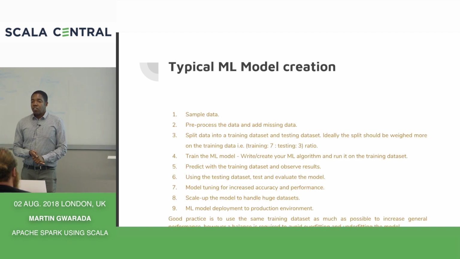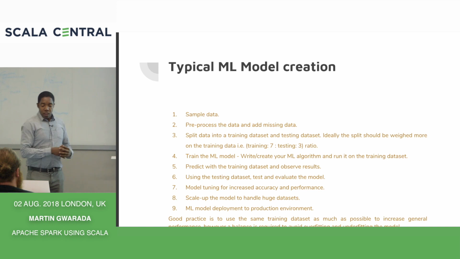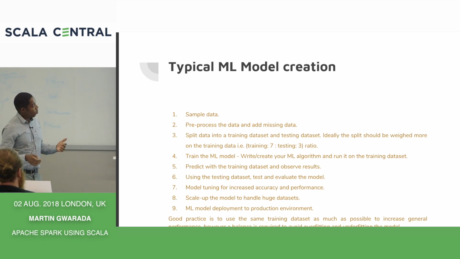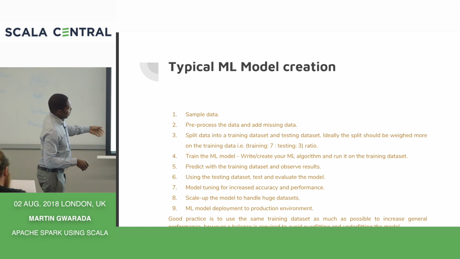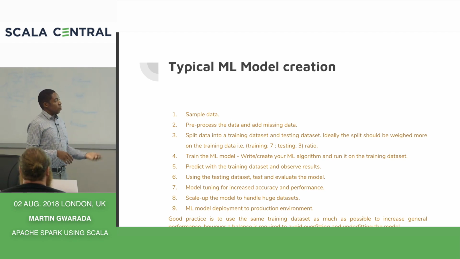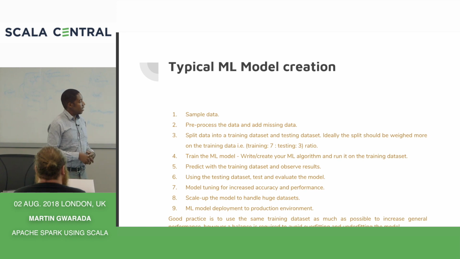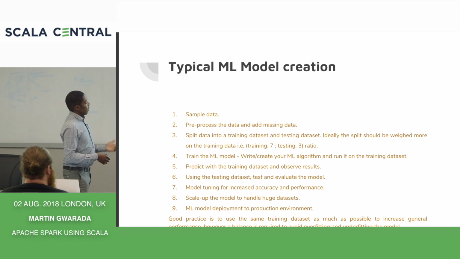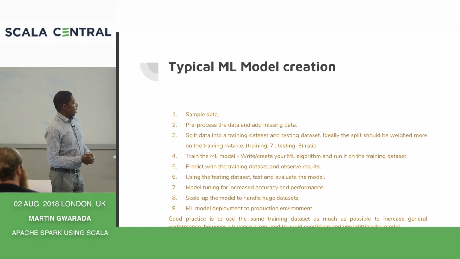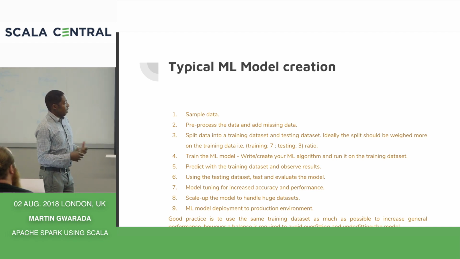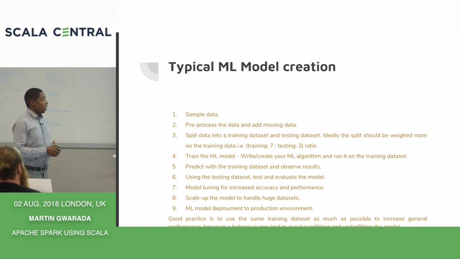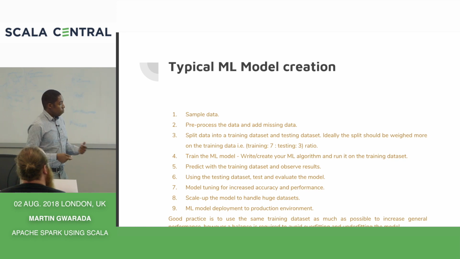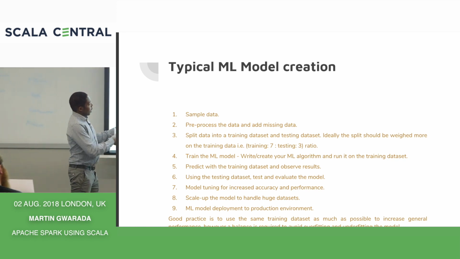Generally, a typical machine learning model creation follows these nine steps. First you sample your data, then you process the data and add any missing data, then split the data into training and testing data. Then predict with the training data set and observe the results, and number 6, use the test data and evaluate your model. You tune the model for accuracy, and you keep on repeating.